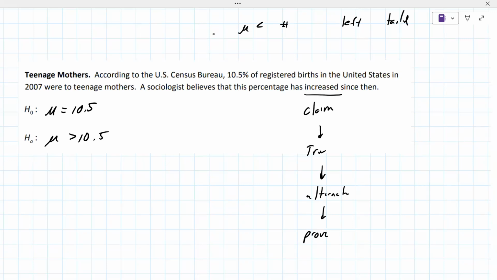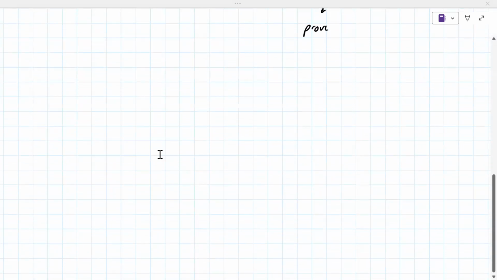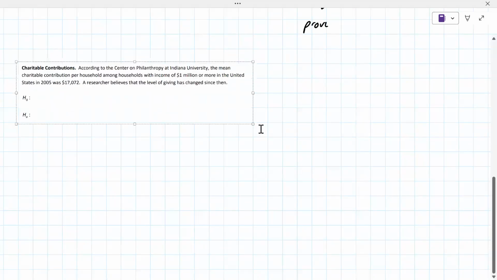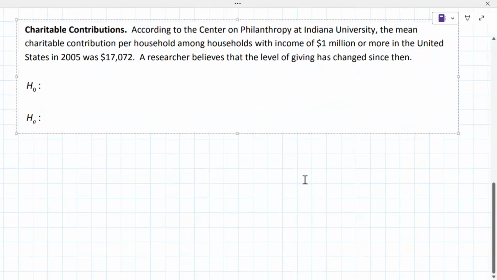Greater than 10.5. And it'd be good to make a note that this is right-tailed. Okay. All right, so here is another problem with more numbers in it. This one only had one number in it, so it's pretty easy to figure out which number to use. It may not always be that easy. All right, here we go.